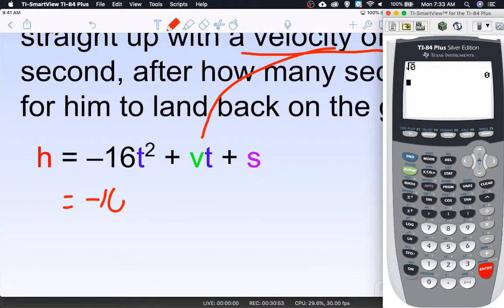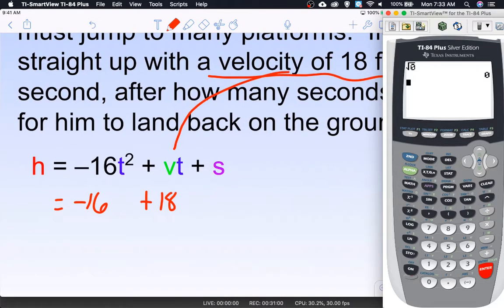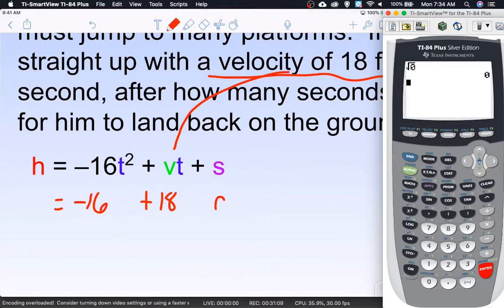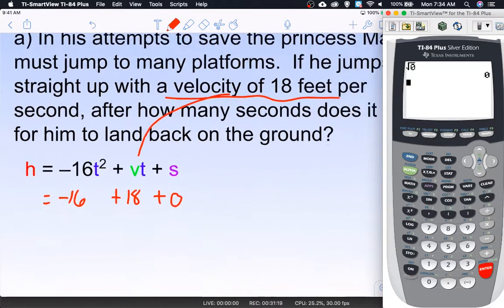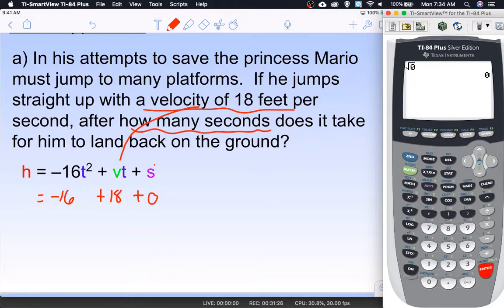So certain things we can leave. What do we say, 18? Yes. Okay, his starting height. Well, he started on the ground, so his height would be 0. His feet would be at ground level. So he's starting at ground level at 0. How many seconds? We don't know the number of seconds. We don't know the time. So that's going to be our variable.